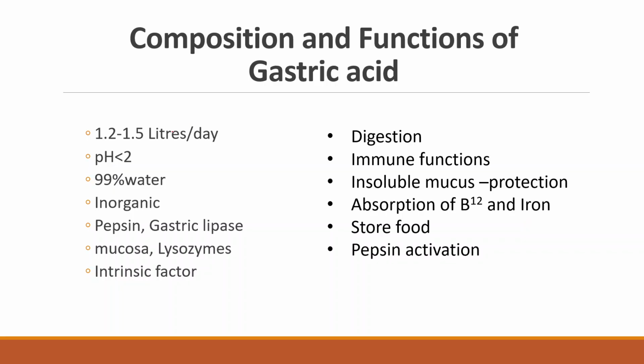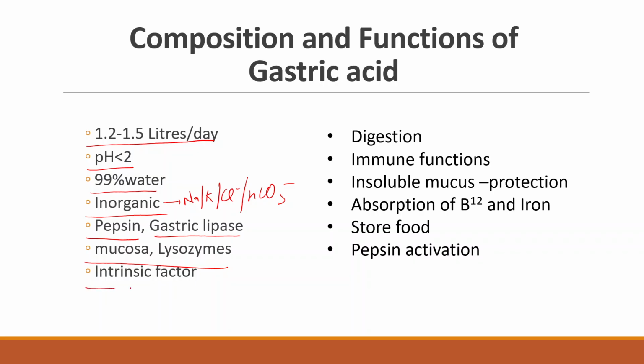So the composition of gastric acid, if you see, the amount is around 1.2 to 1.5 liter per day. pH is less than 2. 99% is water. It has all the inorganic electrolytes, so sodium, potassium, bicarb, chloride, right? And most importantly, it has pepsin, in active form, pepsinogen. It has gastric lipase, it has lysozyme present over here, it has intrinsic factor, right? So obviously low pH is because of HCl, right?